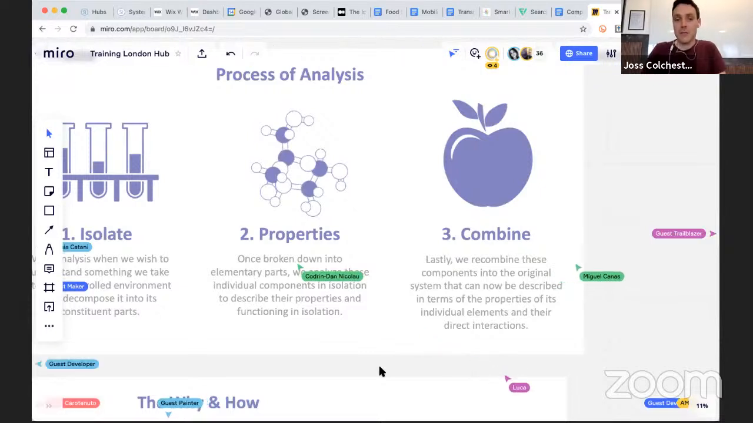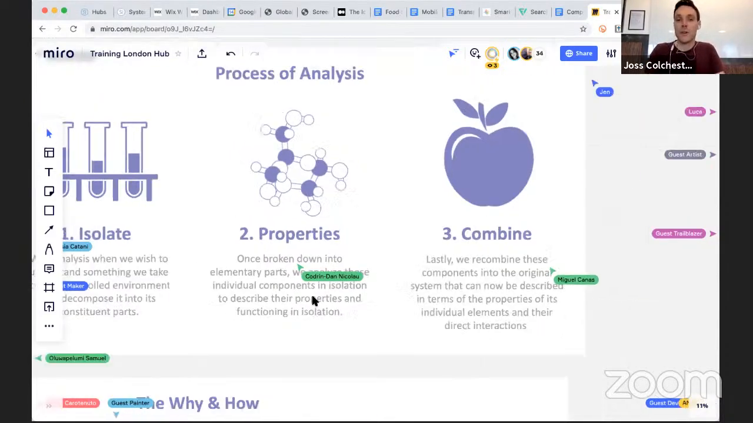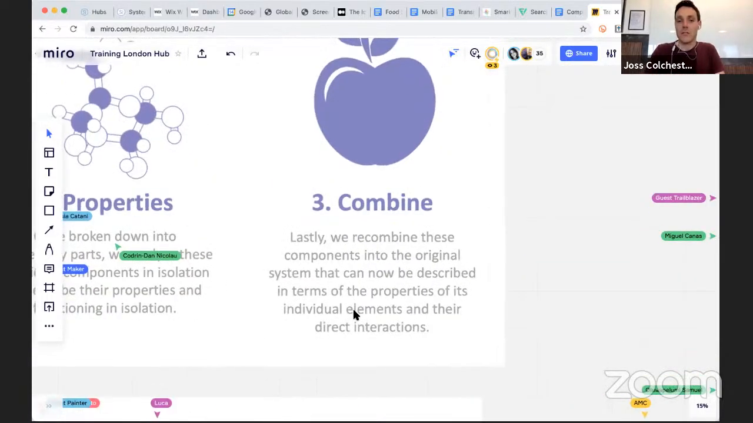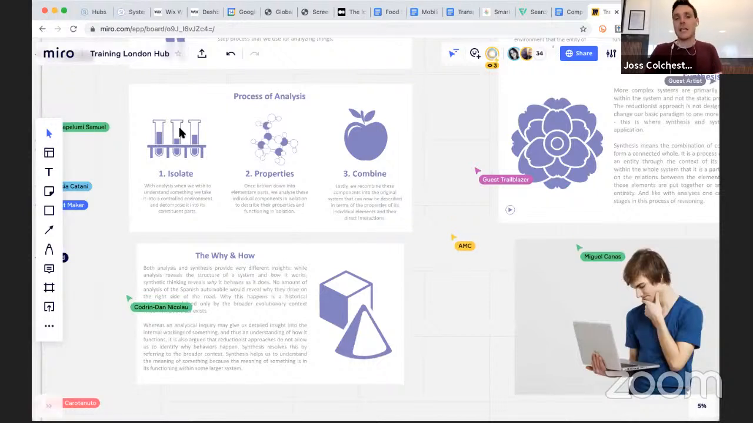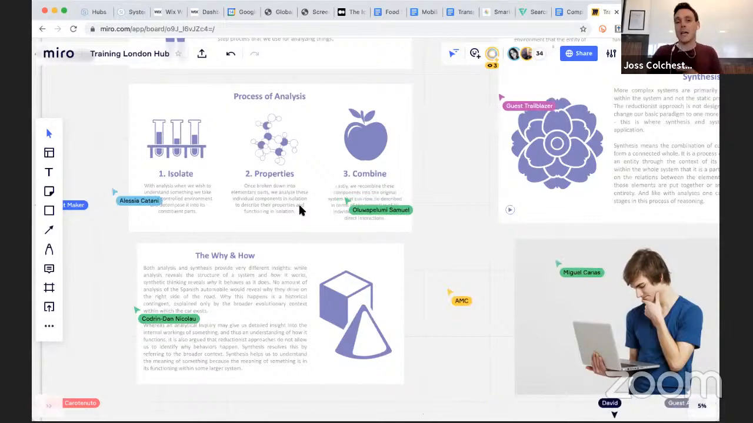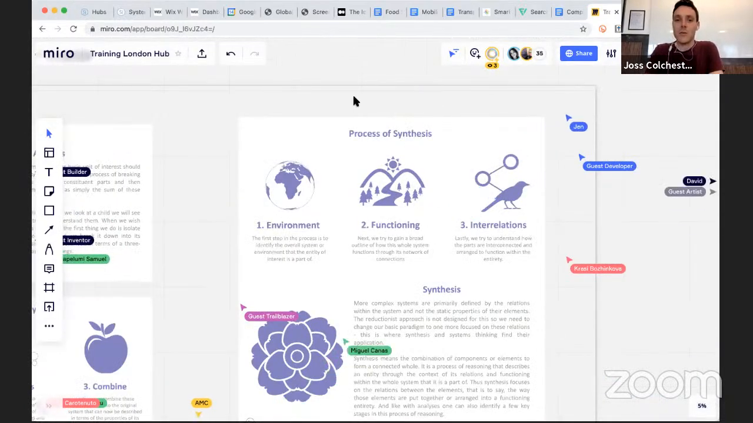Once broken down into the elements, we then analyze those individual components in isolation to describe the properties of the parts, how each functions individually. And then we recombine them through linear interactions. The original system now tries to describe the whole in terms of the properties of the individual parts and their interactions. And that's analysis. It doesn't really take any account of the whole system. It's describing the whole as some combination of all the parts. And that's what reductionism does. When you're breaking things down, you study the properties of the parts. That's not what we do in systems thinking.